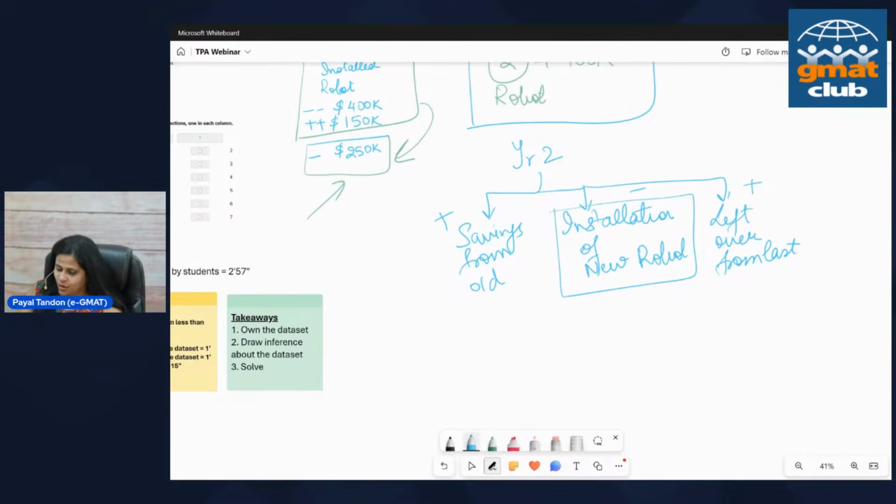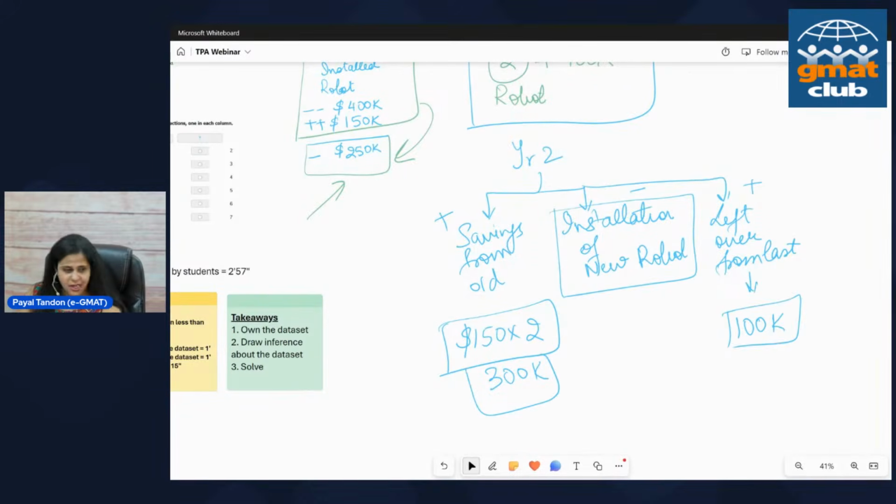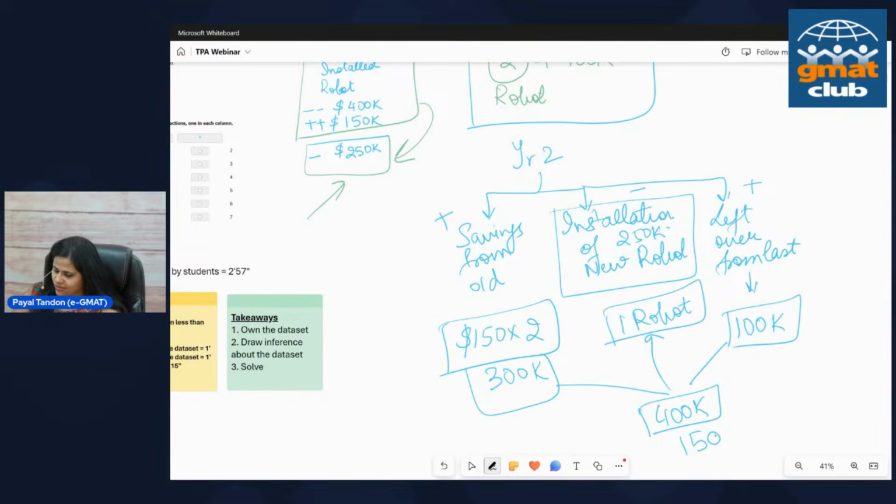Now, savings from the old ones would be what? 150K times how many robots? Two robots, so that is 300K. Leftover from last year was 100K. So that is my budget here, 300K and 100K, so this is 400K. Now how much do I need? I need 250K, which means I can actually make one robot over here. And how much would be the leftover? Leftover will be 150K. Got it? So for year two, I have one robot with leftover.